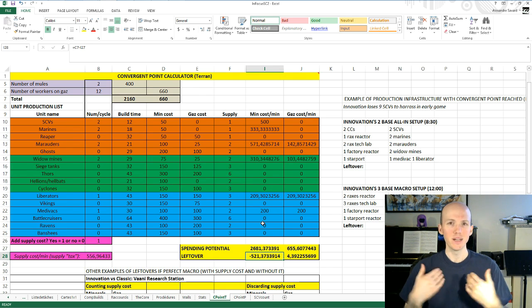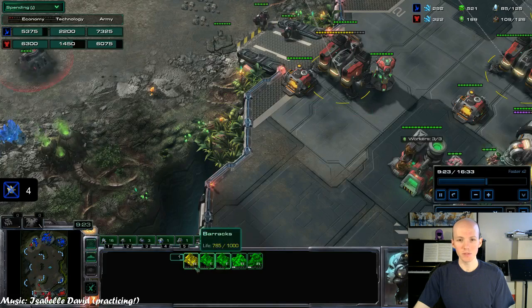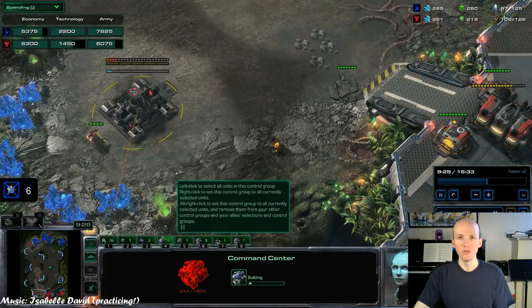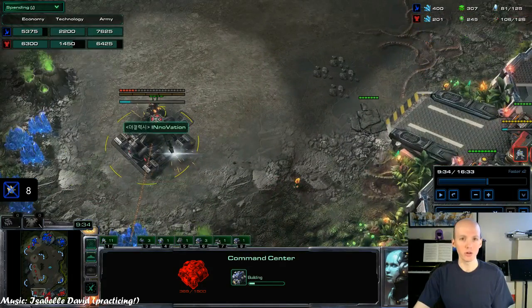That means you're basically going to be able to really spend all of your money. Now, maybe don't go for a minus 1,000 leftover. Here we see that we've got a minus 500, and that's pretty much okay for innovation. Now let's go on with the replay and proceed to the next stage of innovation's build. So he's made units, and at some point he just stops making units in order to be able to make his other CC. That's quite an important remark, I think.